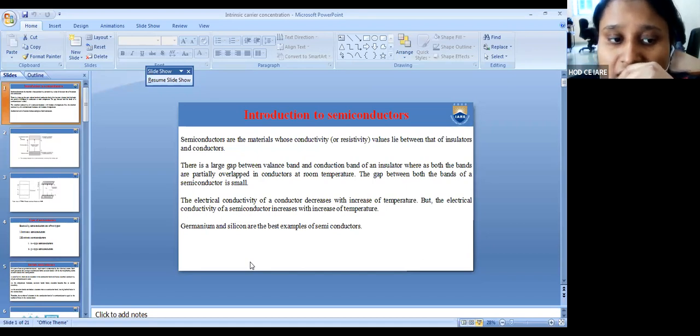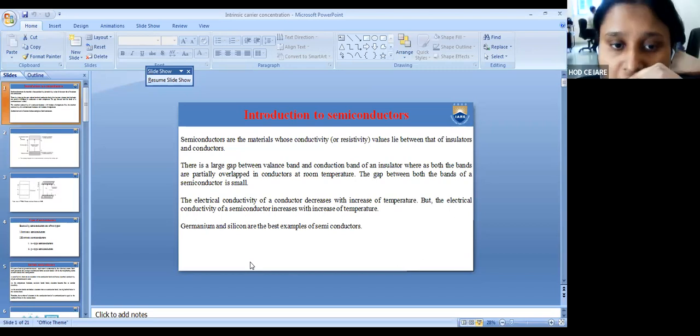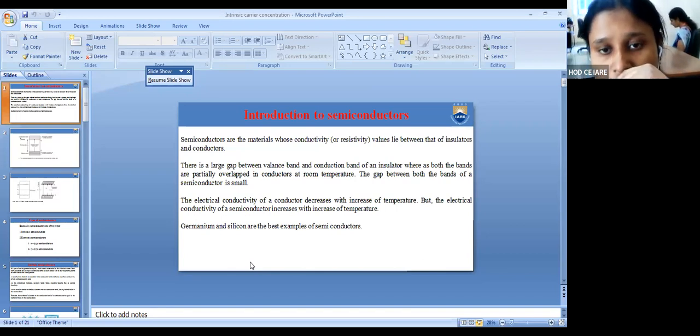So this is the case when your intrinsic semiconductor acts as an insulator, and we'll assume the temperature to be 0 kelvins. At 0 kelvins or under normal conditions, in these silicon and germanium crystals, whatever free electrons are there won't take part in conduction because all of them are participating in covalent bond formation.